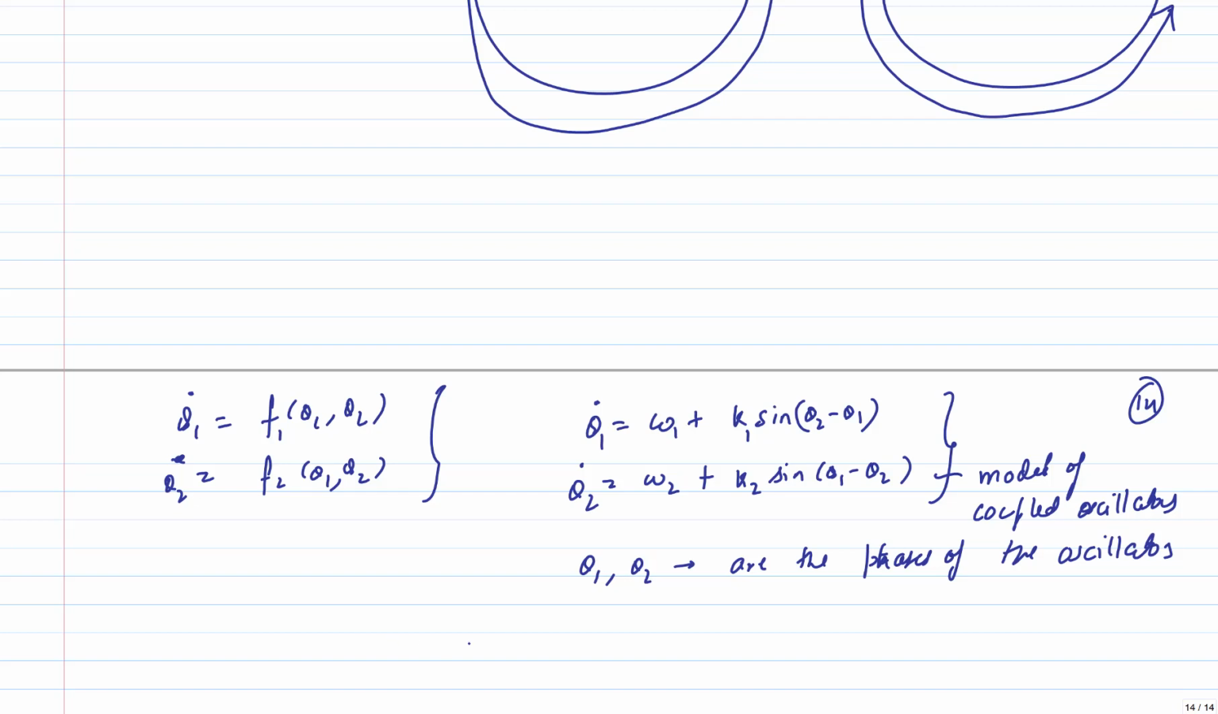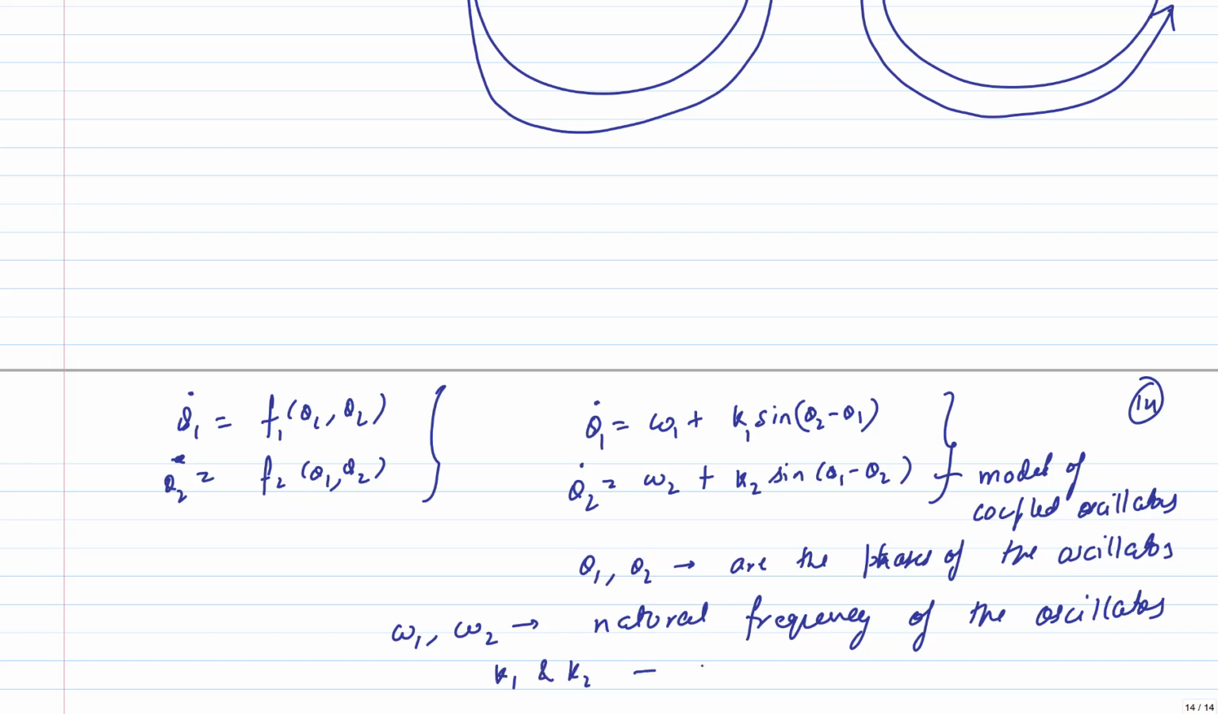And one can regard omega 1, omega 2 as the natural frequencies of the oscillators, and K1 and K2 are the coupling constants.